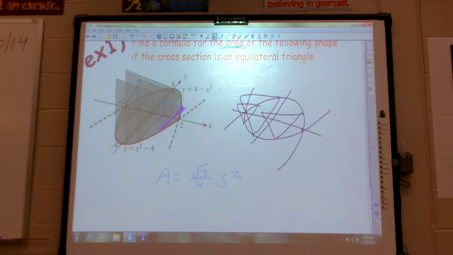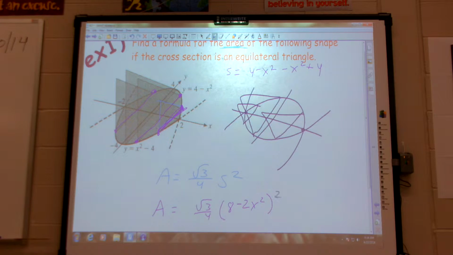Think about it. S goes from here to here. If I look at this triangle, it goes from here to here. So no matter where I look, they go from one parabola to the other. And how do you do distance in math? Subtract. So S is that top function minus the bottom function. Correct? And I went ahead and distributed my negative. So my area, square root of 3 over 4, when I combine those, that is 8 minus 2x squared, squared. You with me there?